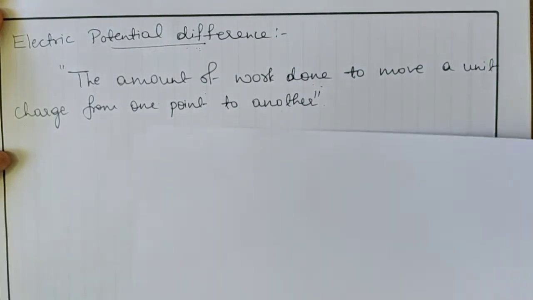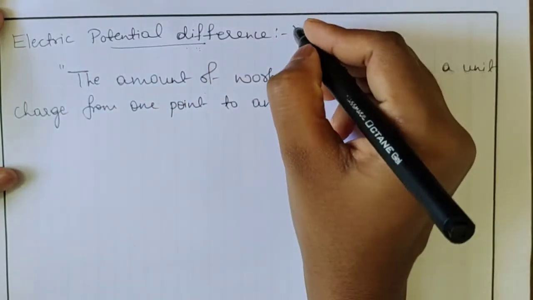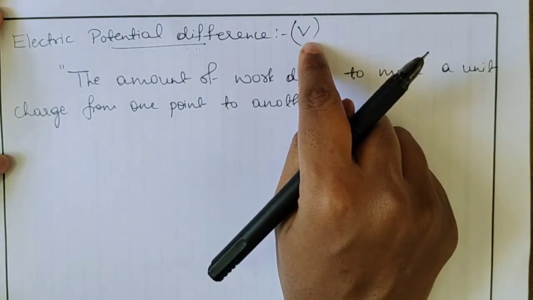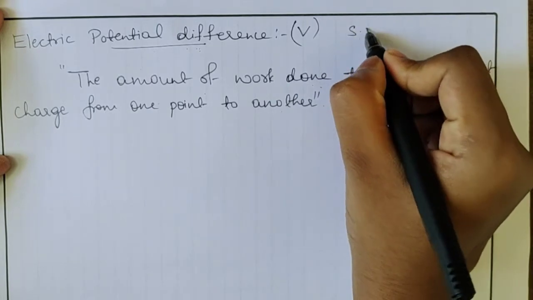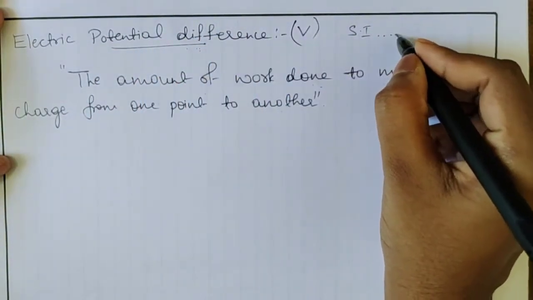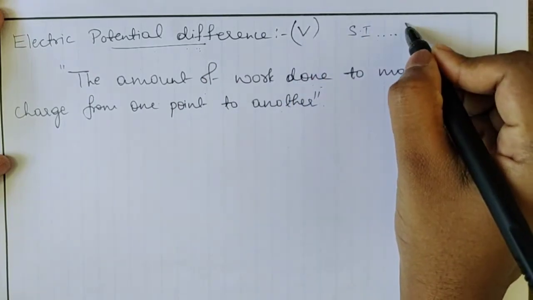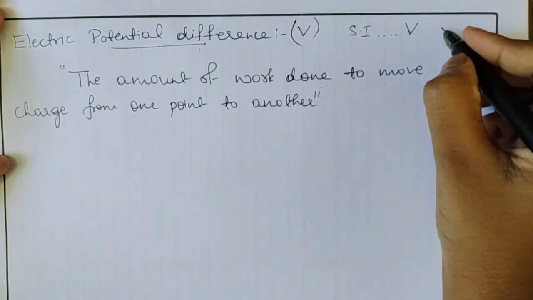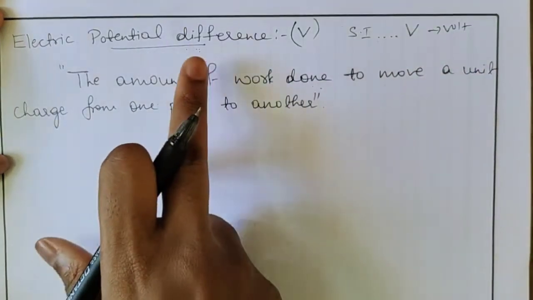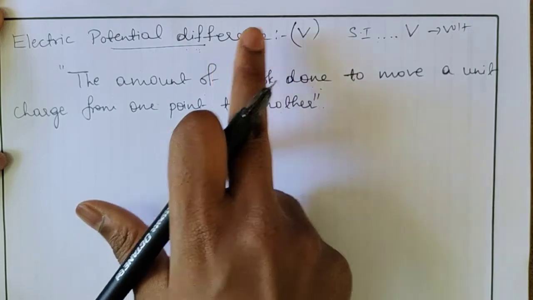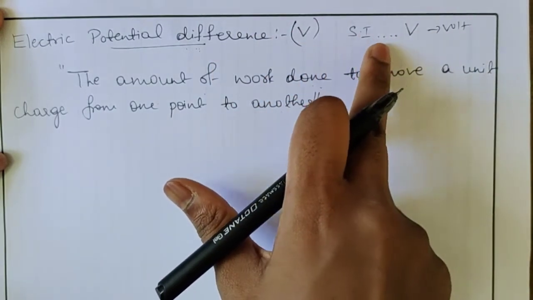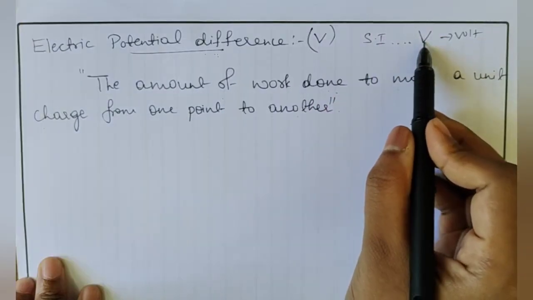Now listen, electric potential is denoted by the letter capital V. Now the SI unit of potential difference is also denoted by the same symbol, that is V. What is this? This is nothing but voltage, right? Now potential difference is denoted with the symbol capital V. At the same time SI unit also is the same symbol, that is volt.